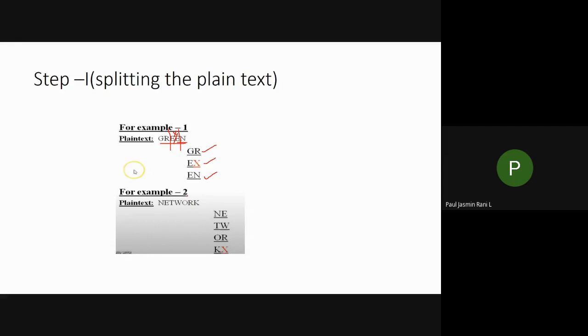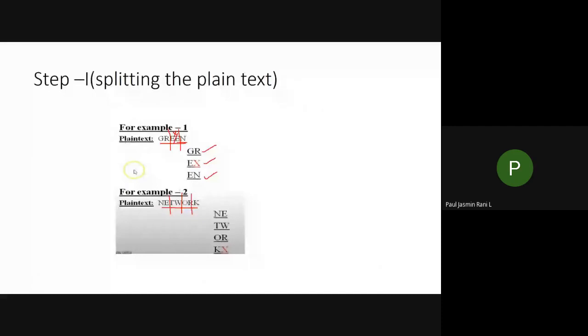Let us take another example. Let us consider NETWORK as your next plain text. Let us see how you have to split it. NE is one pair, and you don't have any repetition of letters. Then TW is another pair, and here also you don't have any repetition. Next one is OR, and here also you don't have any repetition.